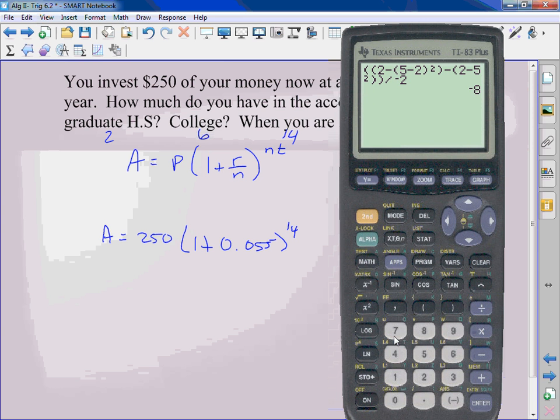Because N is 1, because it's only happening once per year. That's why. So I have 250 times 1 plus 0.055 to the 14th. So after 14 years in the bank, you have $529.02. That's the example we did yesterday.